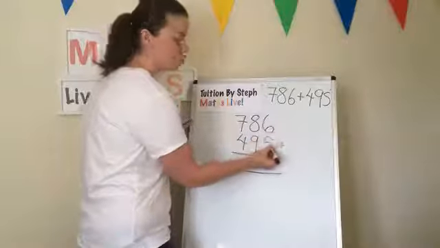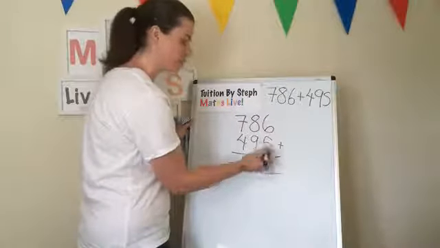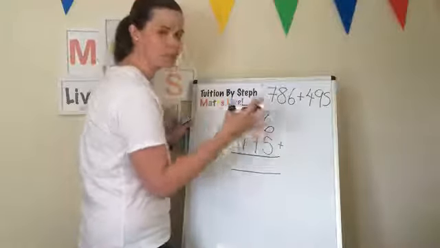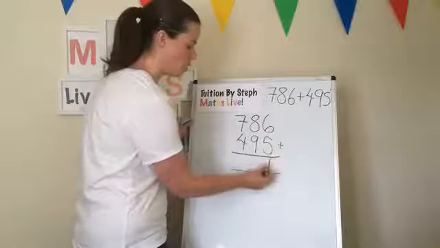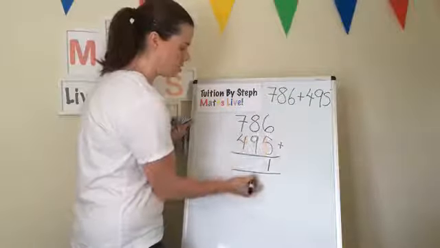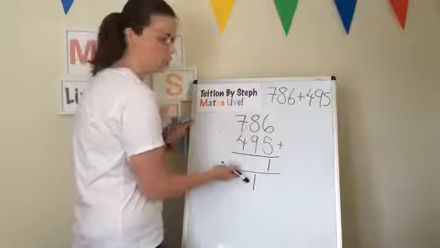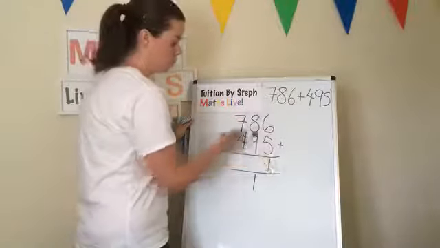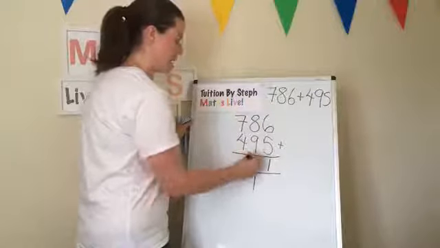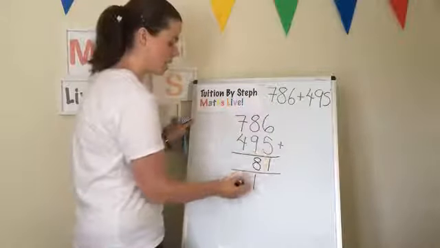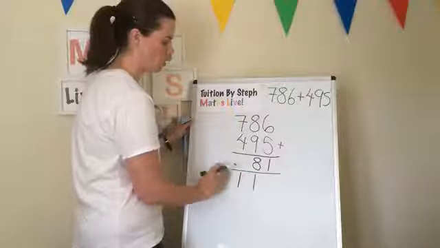So 6 plus 5, that's 11. So remember, 11, we need to split it up now. We keep our 1s and then the 10s digit goes across. 8 plus 9 plus 1, that's 18. So keep our 8, carry that 1 across.